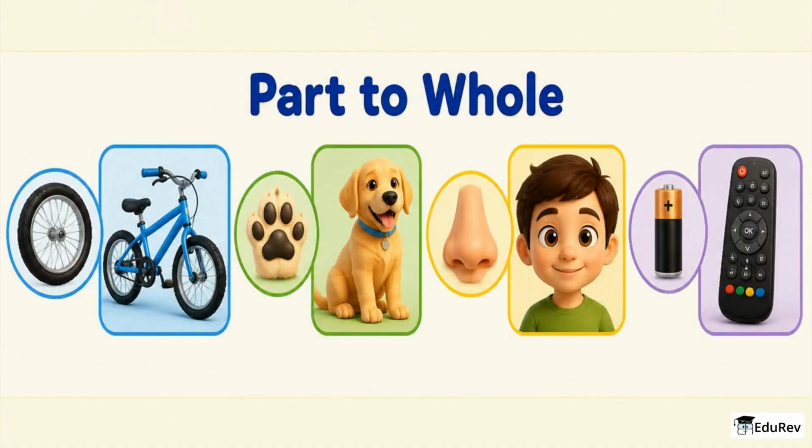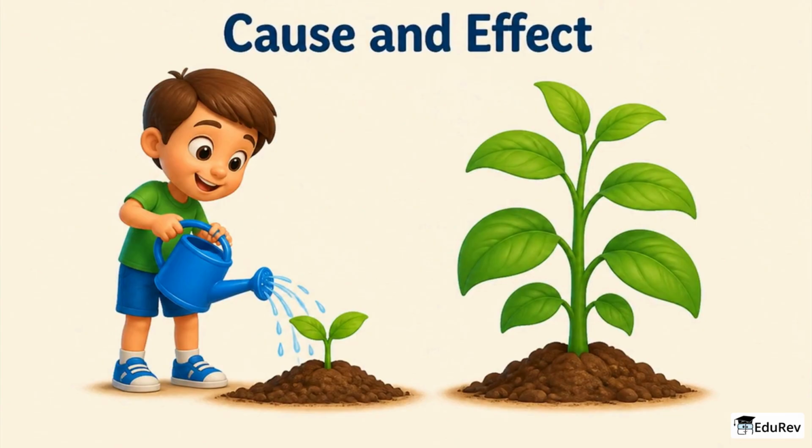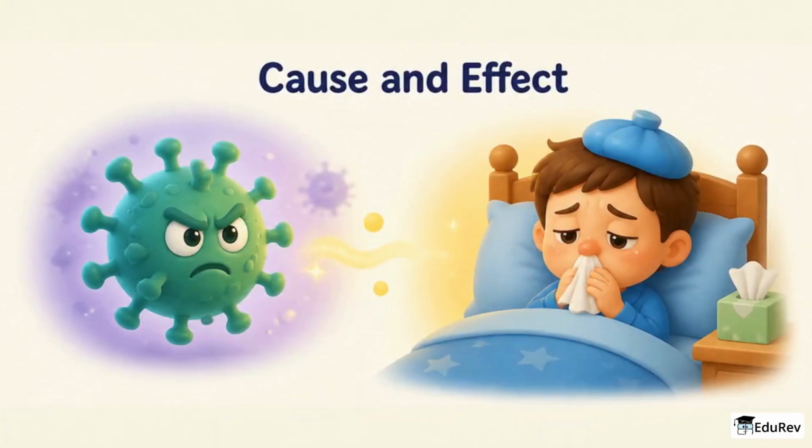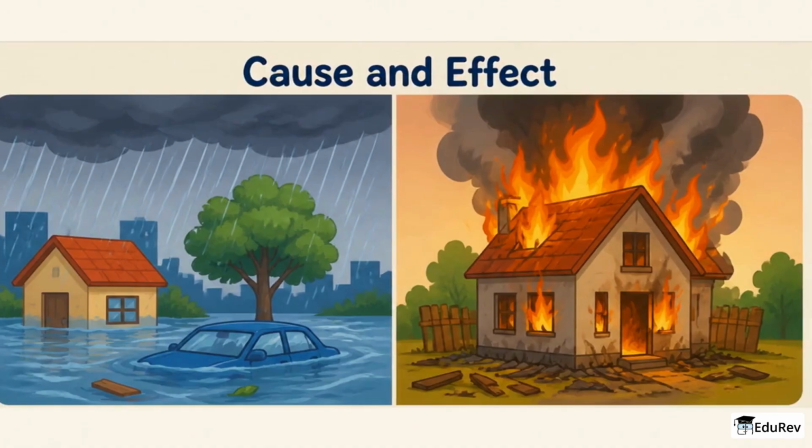Part to whole compares a small part with the whole thing, like wheel and bicycle, paw and dog, nose and face, battery and remote. Cause and effect shows one thing makes another happen. So you see a cause and then the result or effect clearly shown. For example, a virus can cause the flu, cause leads to the effect of being ill. This is a clear cause and effect pair. Rain can cause a flood and fire can cause a blaze or destruction. Choose words that show the effect of the cause well now.